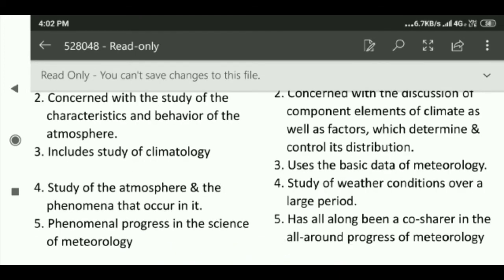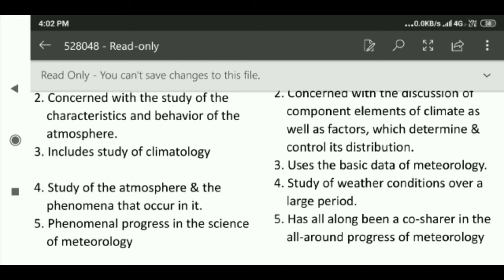There has been phenomenal progress in the science of meteorology because of the recent observational techniques, application of mathematical models, as well as the invention of numerous sophisticated weather instruments. The launching of supercomputers has brought about revolutionary changes in the field of meteorology, and climatology has all along been a co-sharer in the all around progress of meteorology.